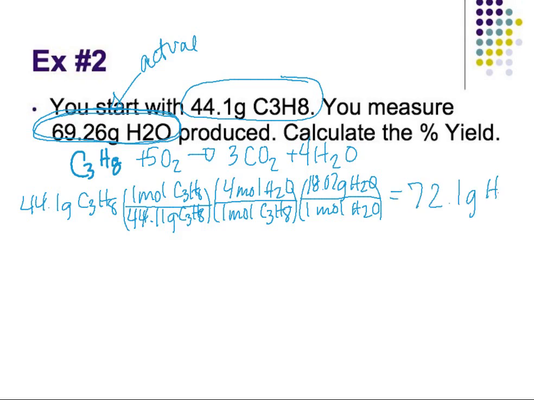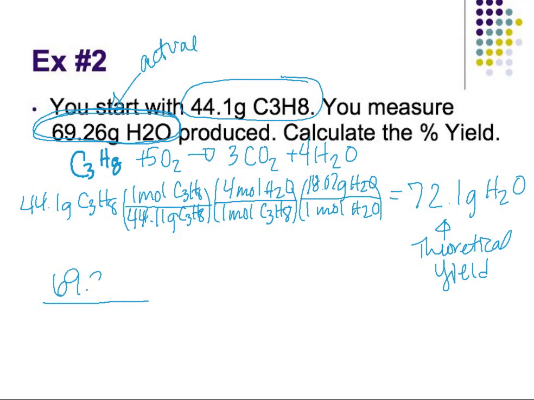72.1 grams of water. And that's the maximum amount of water that I can possibly produce. So here's my theoretical yield. They give me my actual yield in the actual problem. And so I can plug it in. My actual yield goes on top at 69.26 grams. My theoretical yield is 72.1 grams.